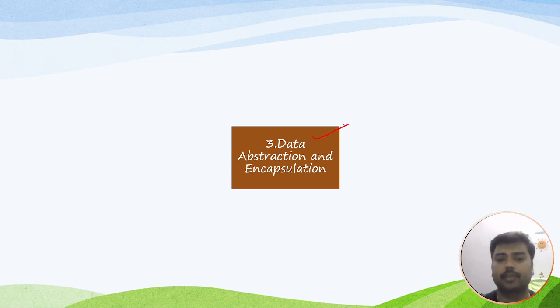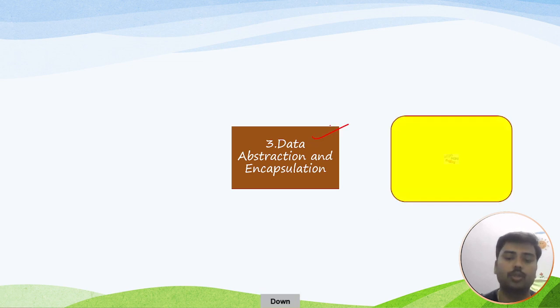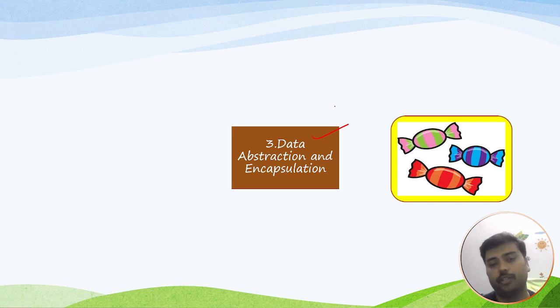Then we have data abstraction and data encapsulation. Wrapping up data and functions into a single unit is known as data encapsulation. For example, this candy wrapper contains cream, chocolate, nuts, or so many things inside, and it is wrapped into a single unit. So it is simply known as data encapsulation. In programming, we are binding or wrapping the data members and member functions into a single unit, and that is encapsulation. The example of encapsulation is a class.